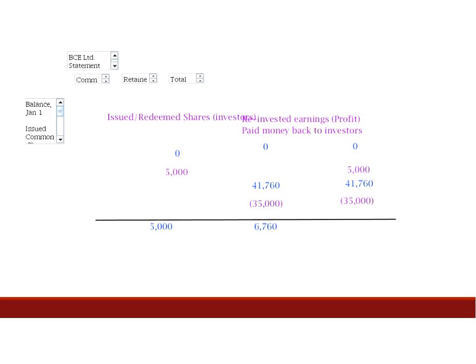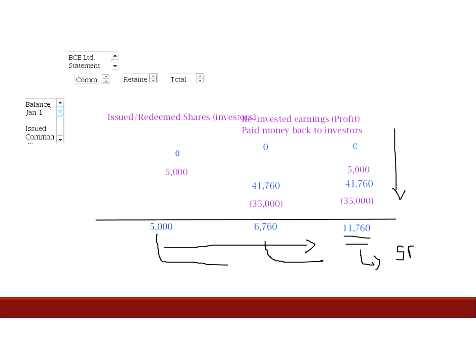And so the total equity, which is our common shares plus retained earnings, would be $11,760. And we can do that through adding up this column here or this column here to get our total equity. Okay, and this figure here, all of these figures are going to be used in our statement of financial position, which we'll look at next.